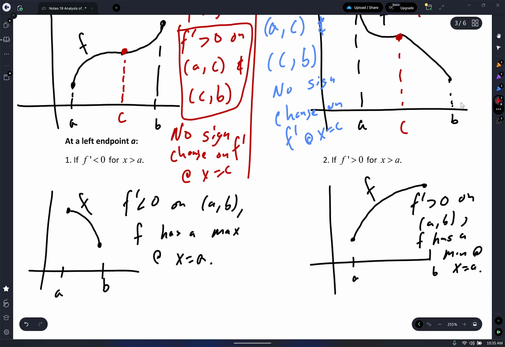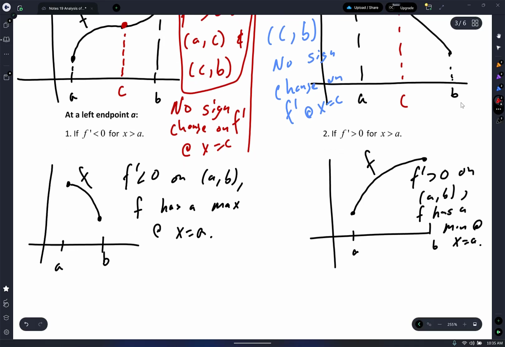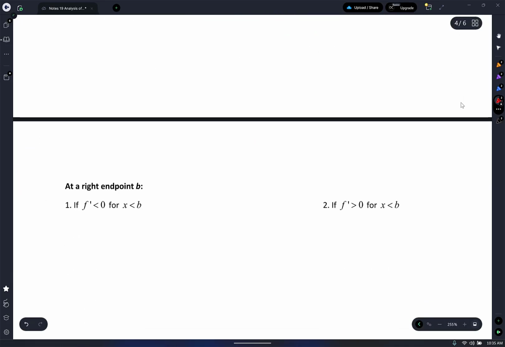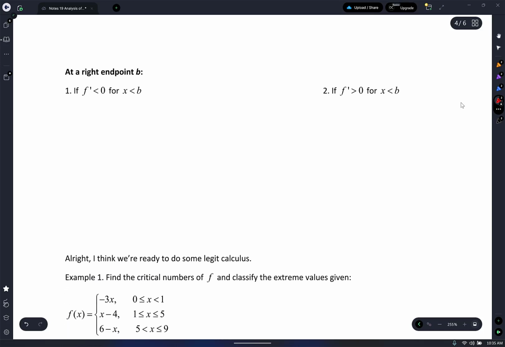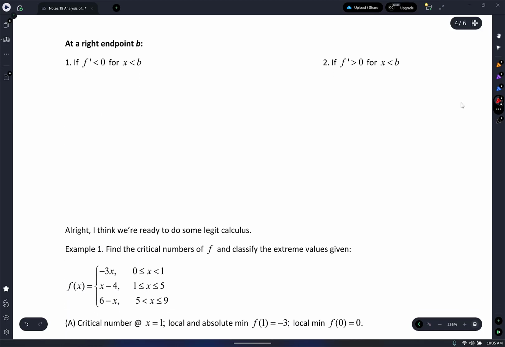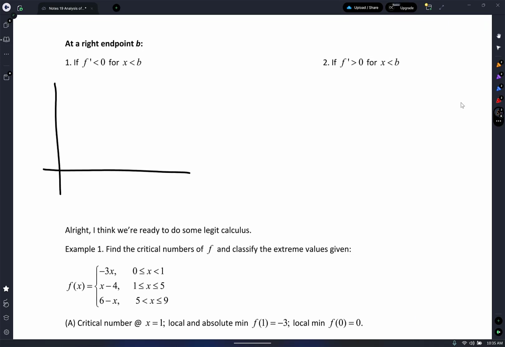Is this making sense, guys? Okay, it's the same idea at the right endpoint at b. We're assuming that all these functions are continuous. So just draw. Maybe by now you're already pretty good and you can already figure this out.